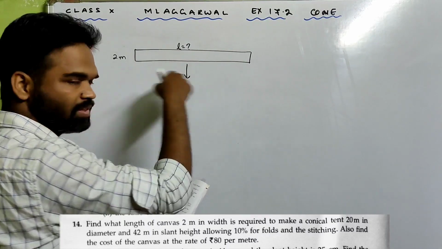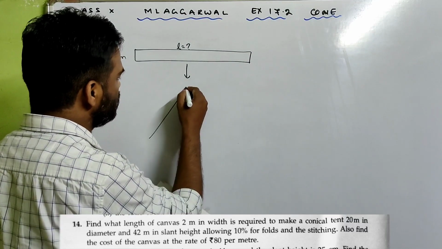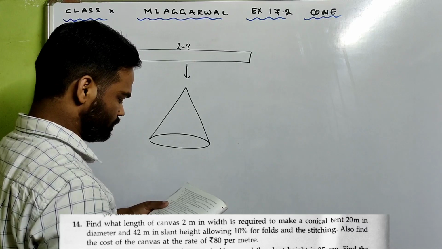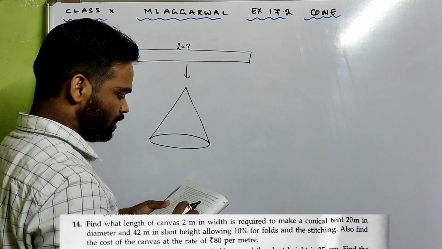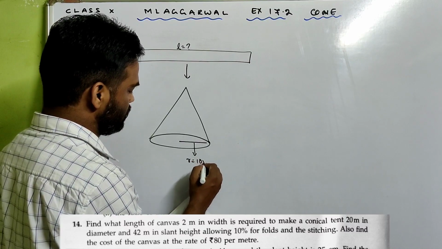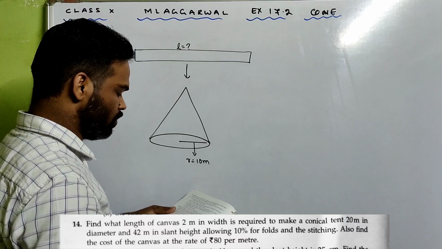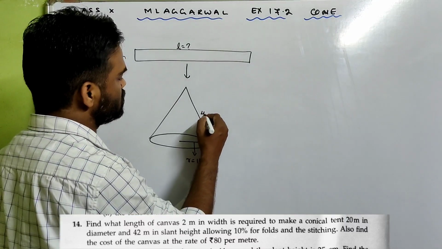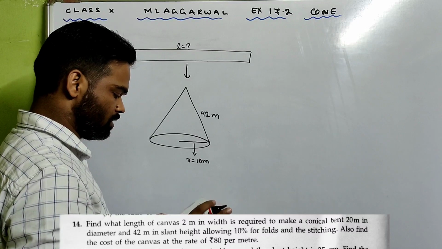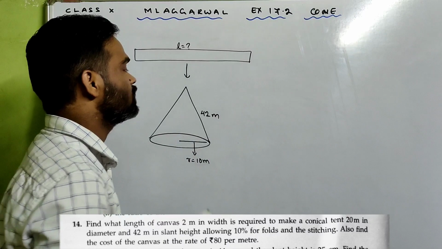and with this canvas we'll make a conical tent, 20 meter in diameter, which means the radius is 10 meter because the diameter is 20, and 42 meter in slant height, which means this is 42 meter. And they have also told one thing, allowing 10% for fold and the stitching. First of all, look over here.